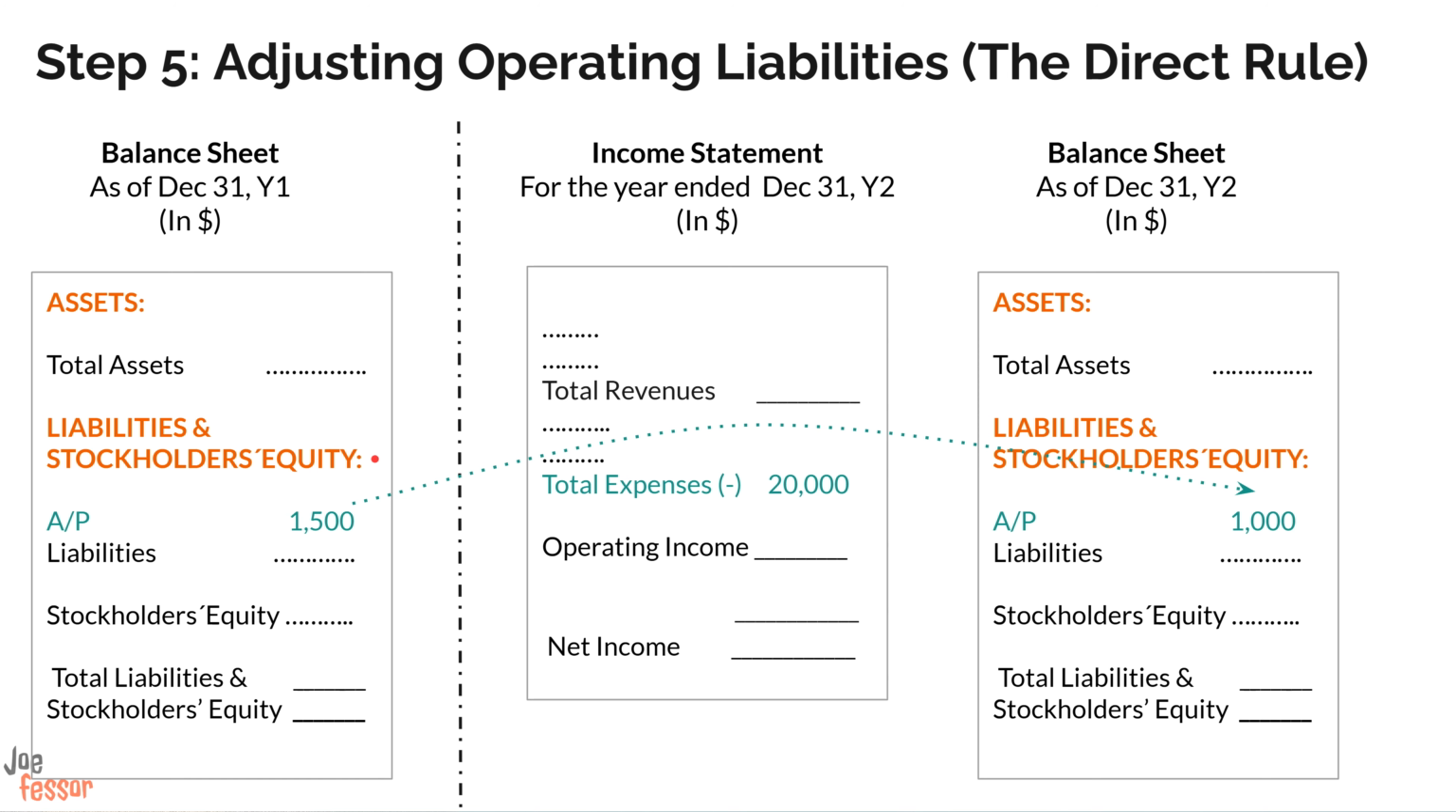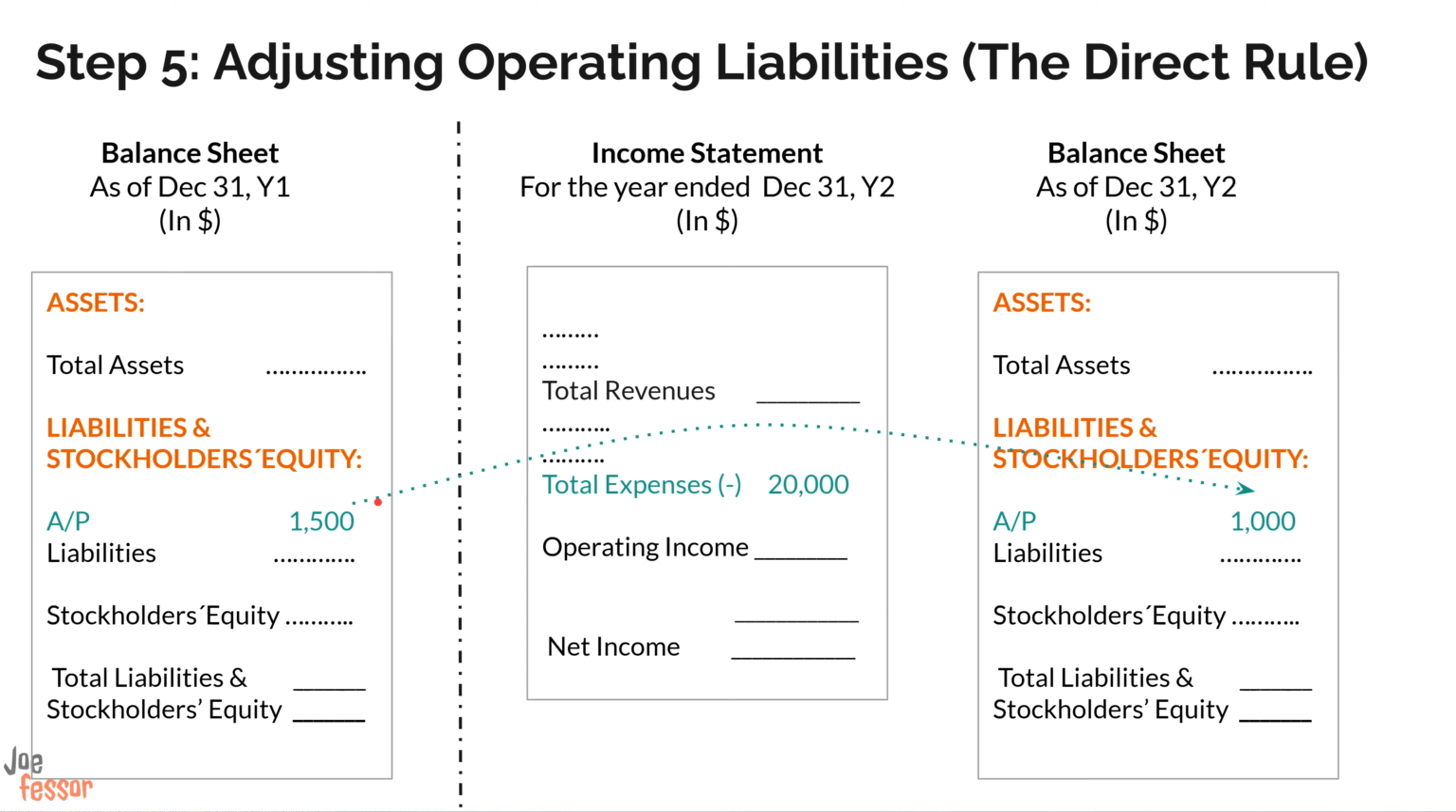Now we look at the final part of our reconciliation, Step 5, dealing with operating liabilities. The relationship here is the opposite of assets. The rule is direct. Let's jump into the accounts payable example to understand why this relationship is direct.